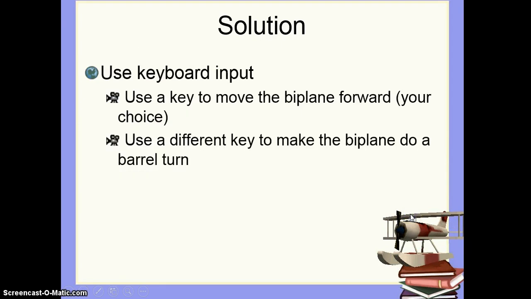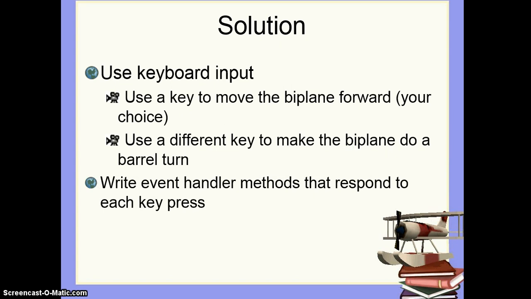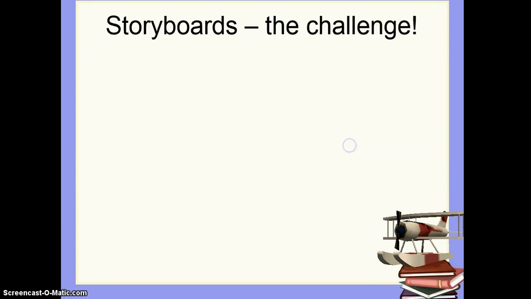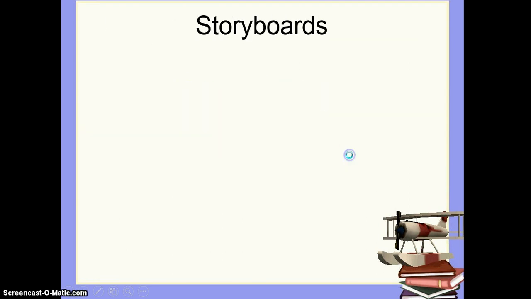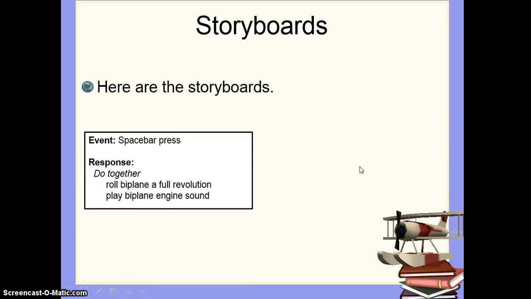Let's use keyboard input, and we're going to use one key to move the biplane forward and a different key to make the biplane do a barrel turn. A barrel turn is where it sort of pivots in place, so one wing goes down, one wing goes up, and it does a roll. So we're going to write a method that responds to each key press. Since there are two keys, two events are possible, so two storyboards are needed. Each storyboard is going to connect to a single event. So here are the storyboards.